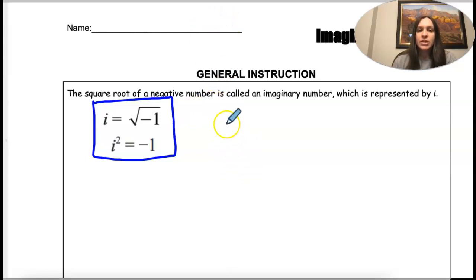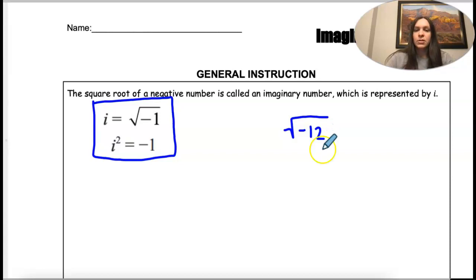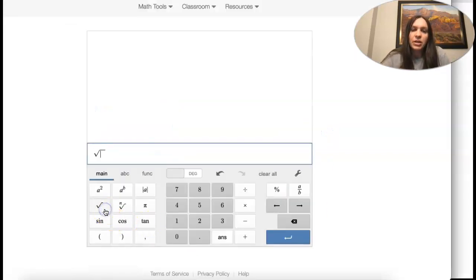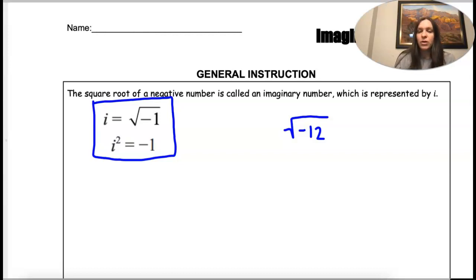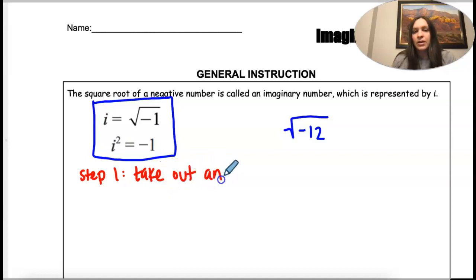So what happens is we have the square root of a negative number. If you tried to put this in your calculator, you would get something that's undefined. So in order to make it defined, or something we can work with, we use what we call imaginary numbers. So when you come across a radical with a negative under the square root, your first step is you take out an i, an imaginary number.